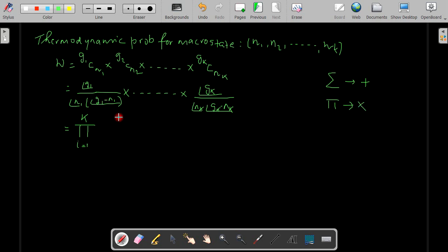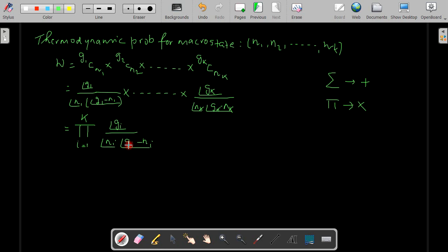So all these are getting multiplied, so I can simply write it down as factorial Gi divided by factorial Ni into factorial of Gi minus Ni, and of course i starts from 1 and goes to k, so it's i is equal to 1 to k. So this is important. Okay, now what we have to do is we can actually try simplifying this.